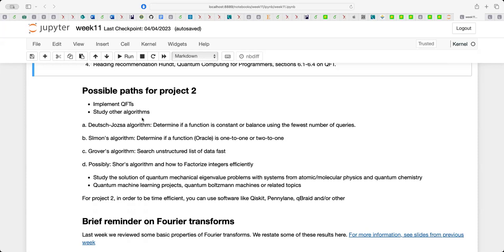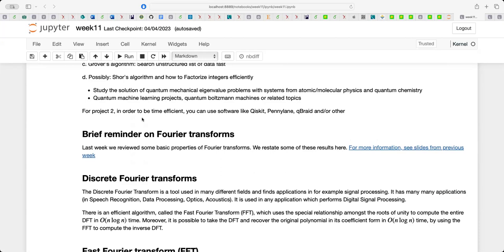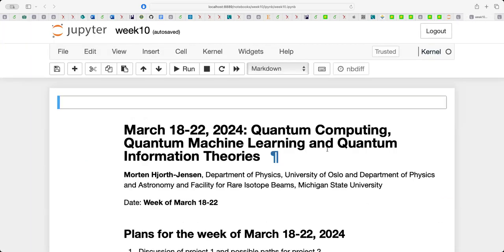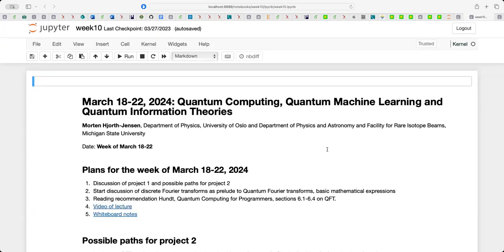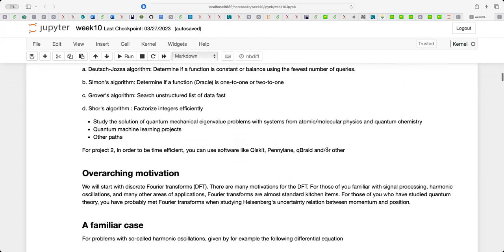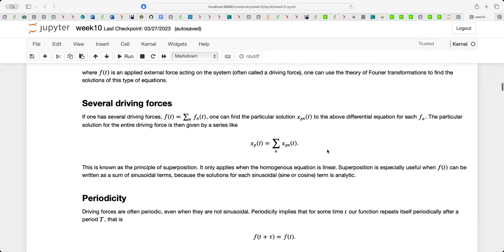next step. Now, a brief reminder on Fourier transforms. So I'm going to quickly go through the slides which we had from before the Easter break, and quickly remind you a little bit about Fourier transforms. And what we focused mainly on before the break was actually the continuous Fourier transform. And we didn't say so much about the discrete Fourier transform, which is the one which we are going to deal with today.